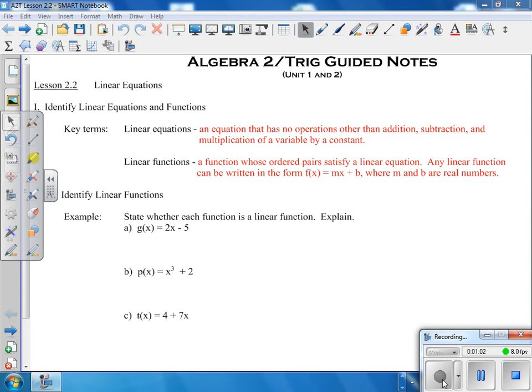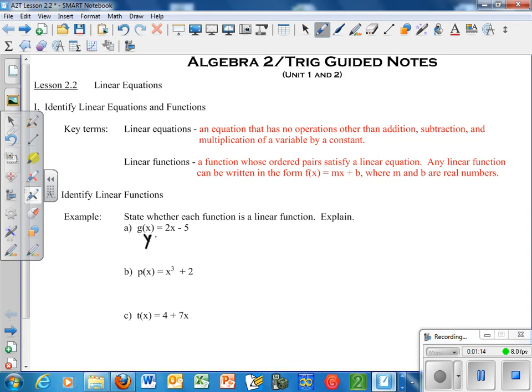Explain. This first one is g of x equals 2x minus 5. And that is a linear function. If you notice, remember that's like y equals 2x minus 5. We've just got multiplication and subtraction on the other side. So that is, if you notice, in slope-intercept form. So that is a function. So yes, and we're just going to put it's in mx plus b form, or slope-intercept form. So that's good enough for your explanation.